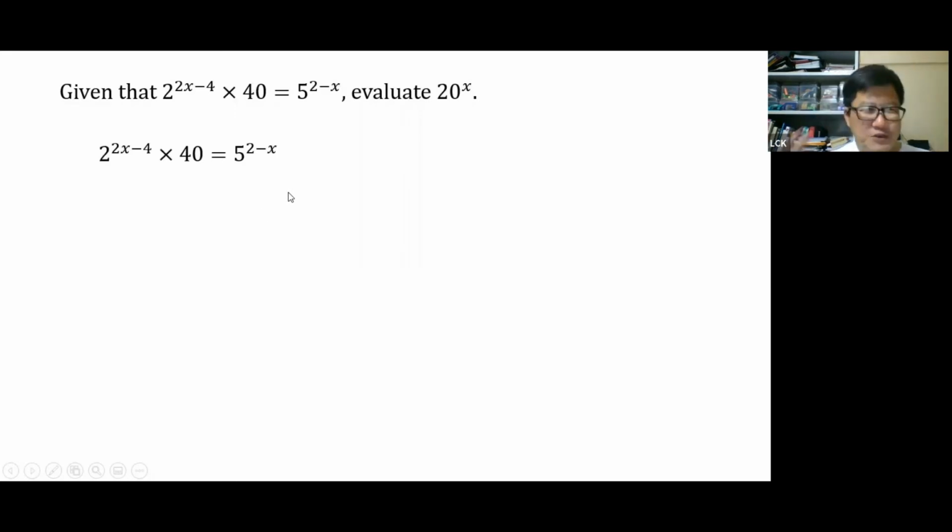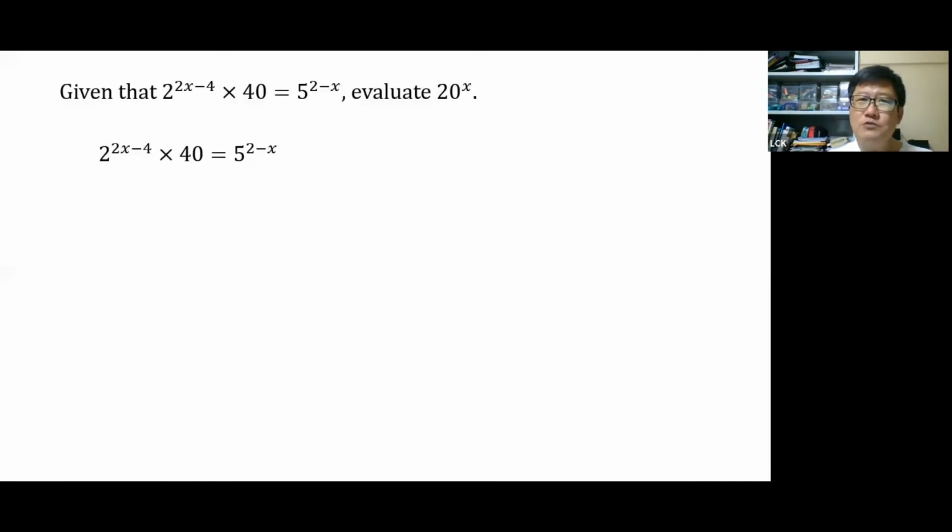see that there are two things here. There are numbers, just like numbers like 40. 40 is a number, it's a beautiful number. Wonderful. 5 times 8, 5 times 2 to the power of 3. It's a very nice number. And you have also numbers that are raised to the power of x, like 5 to the power of 2 minus x. You have a mixture of two things here.